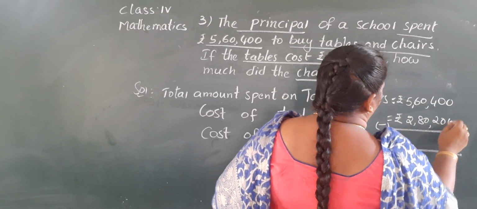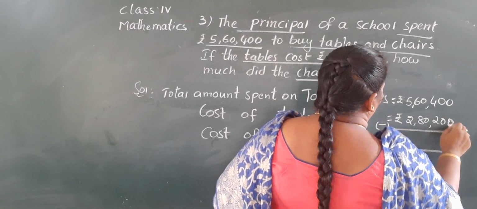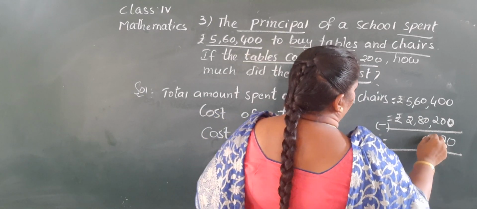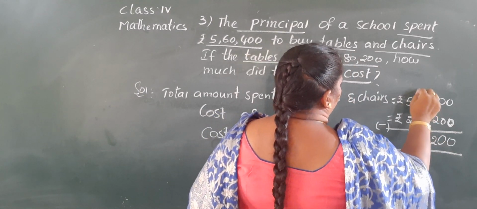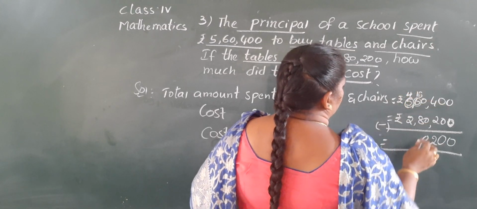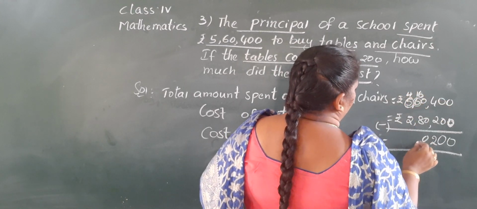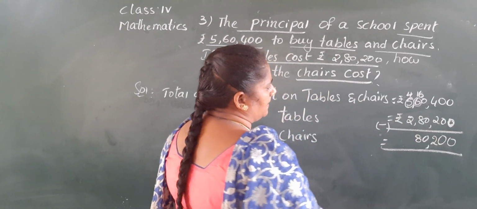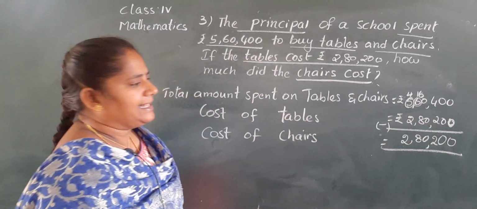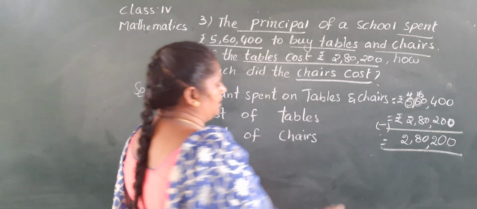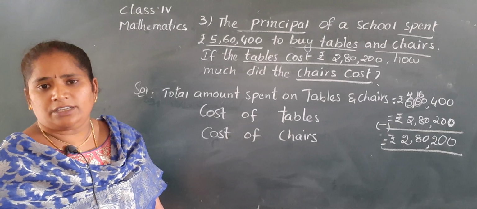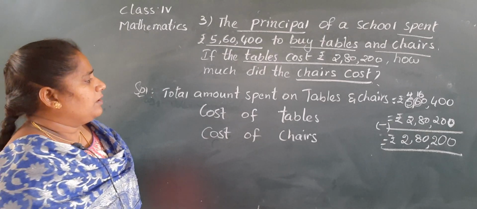Do the subtraction. 0 minus 0, 0 minus 0, 4 minus 2... 6 minus 8 not possible, so borrow 16 from the 5 before it. So 16 minus 8 is 8, and 4 minus 2 is 2. So 2,80,200 rupees. So the cost of chairs is 2,80,200 rupees. Okay?